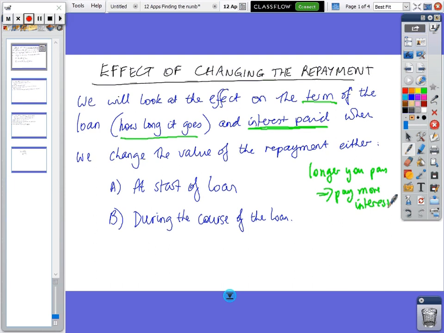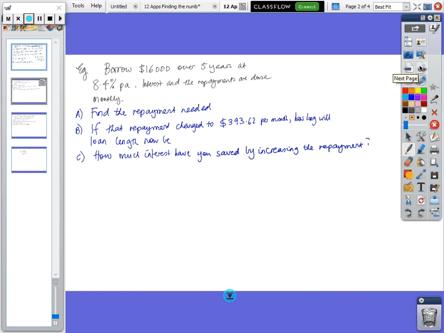So the quicker you pay back things, the less interest you pay. So we're looking at the value of the repayment, either from the start of the loan, or more often, in reality, during the course of the loan, you're going to change the repayments. Okay. So in this example, we're borrowing $16,000 over 5 years at 8.4% per annum, and the payments are monthly. So we're going to find the repayment needed, and then we're going to change the repayment to a different number and see if that changes the length to a shorter time or a longer time. We'll know after the first answer, and how much interest will you save.